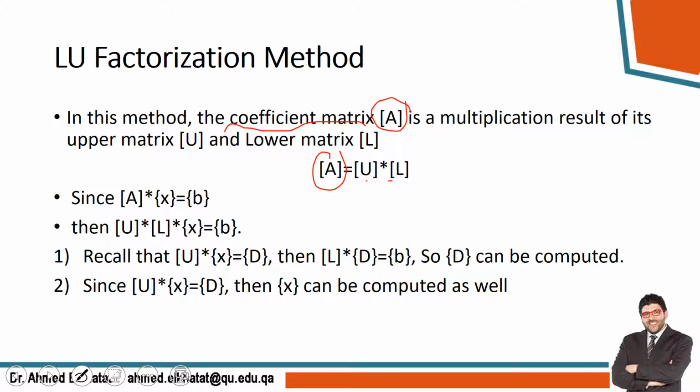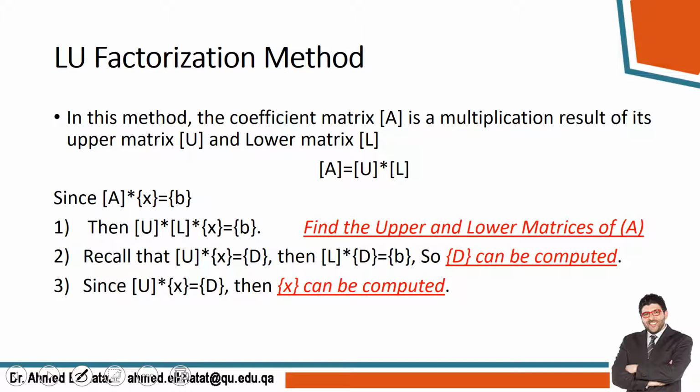So from what you know, A times X equals B. We can substitute: this means upper times lower times X equals B. If we suppose that the upper triangle matrix times X equals D, then L times D equals B. Since B is known and L we already calculated, we can find D. Then after that, U times X equals D, as we said here, and then we can find X.